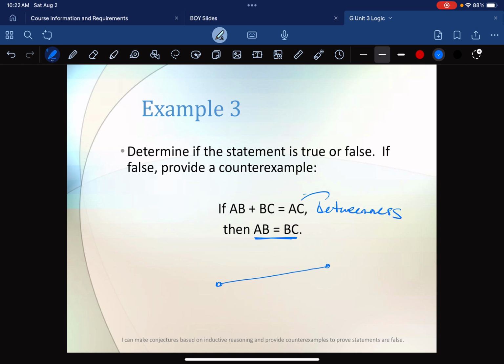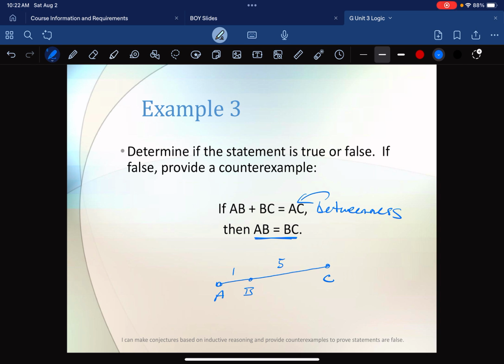Okay, so this is the betweenness statement. So I'll put A here, B here, and C here. And I can simply label this one 1 and this one 5. And that's a true drawing.